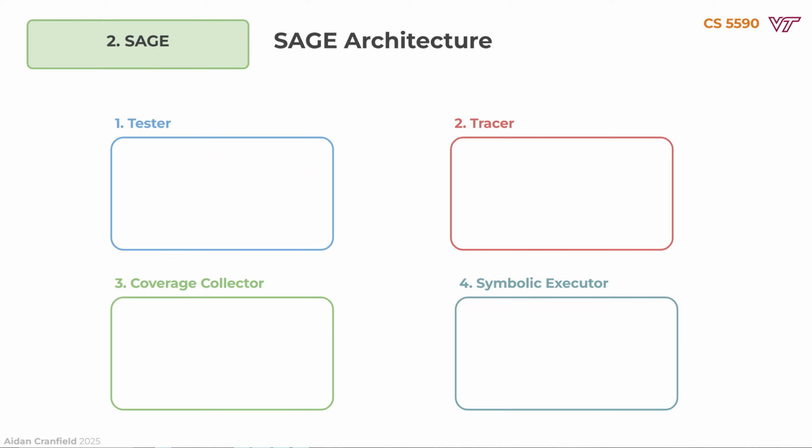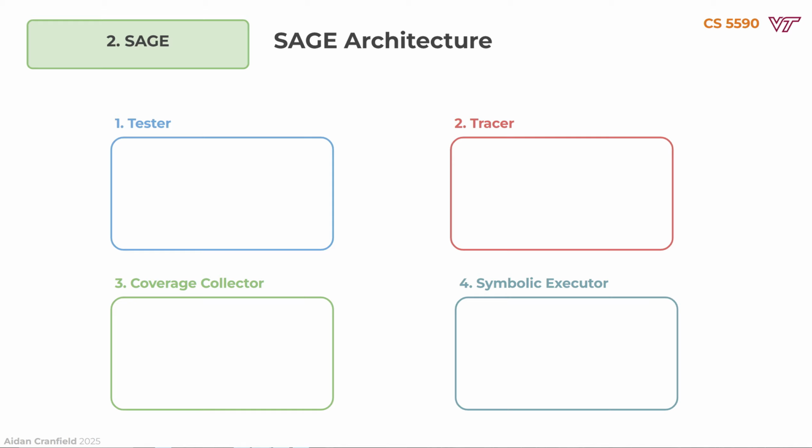Firstly, I will define SAGE, which is, yet again, Scalable Automated Guided Execution. And it is Microsoft's whitebox fuzzing tool that systematically explores execution paths in binary programs using symbolic execution and constraint solving. It is designed to automatically find security vulnerabilities in large-scale software by generating intelligent test cases that maximize code coverage. With that out of the way, now we can talk about the architecture of SAGE.